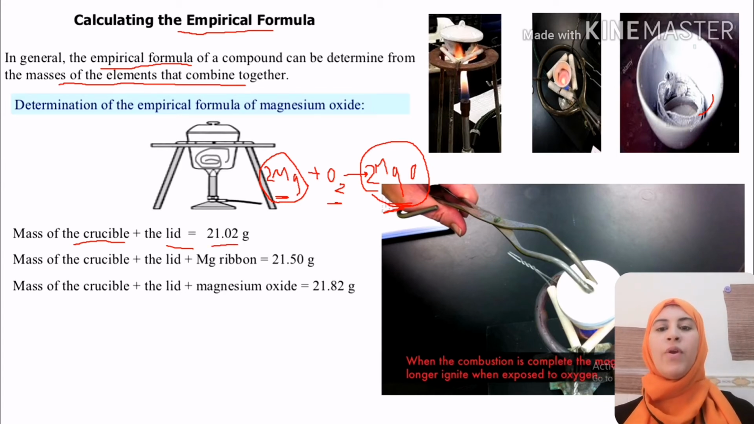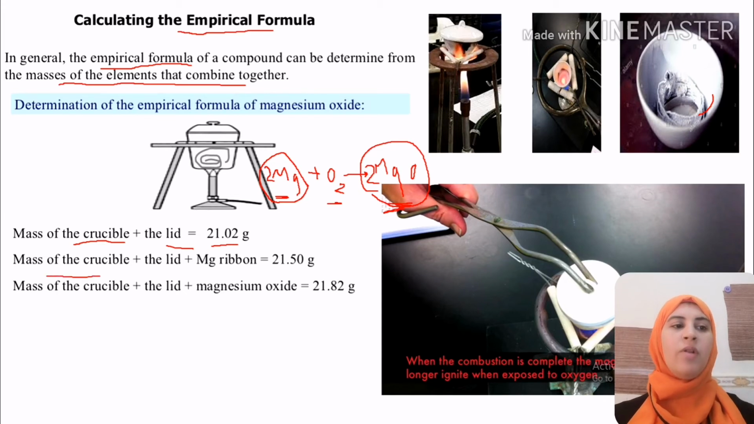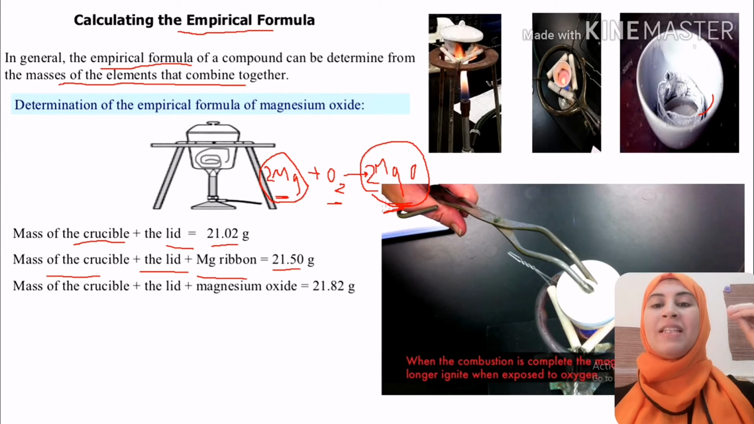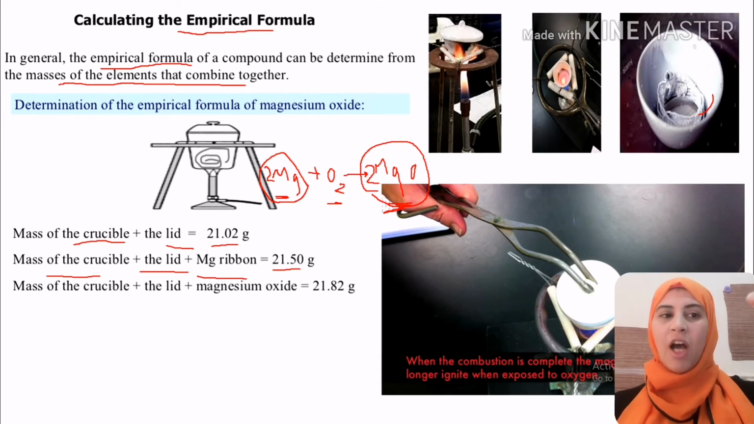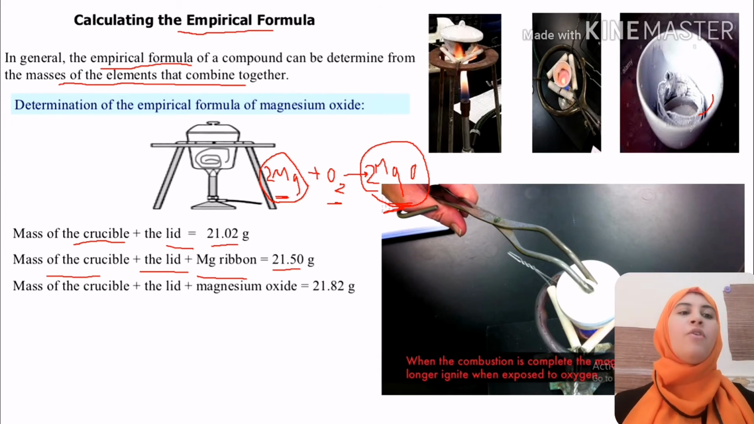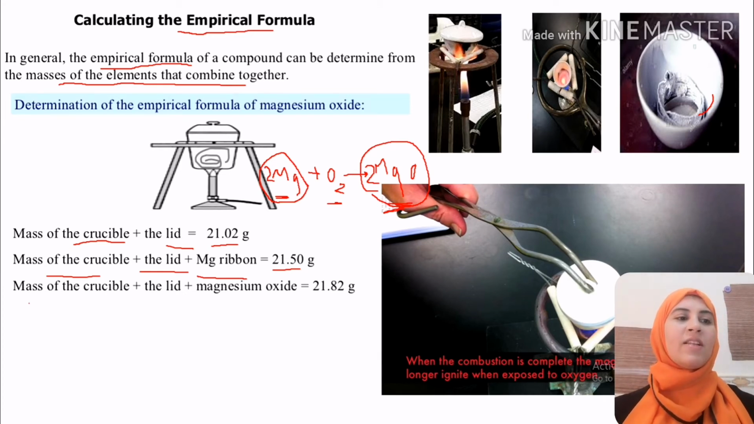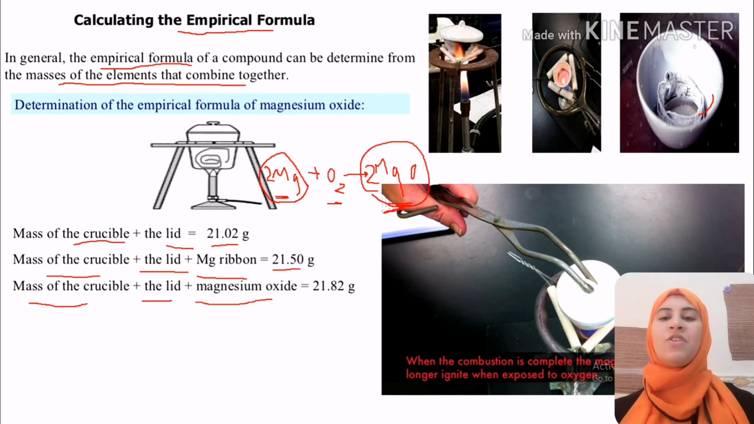Number 2, we will calculate the mass of crucible, mass of lead, and mass of magnesium ribbon. It is 21.5 gram. So we can calculate the mass of magnesium ribbon involved in our reaction from the calculations. By the end of the reaction, we can calculate mass of crucible, mass of lead, and mass of magnesium oxide.